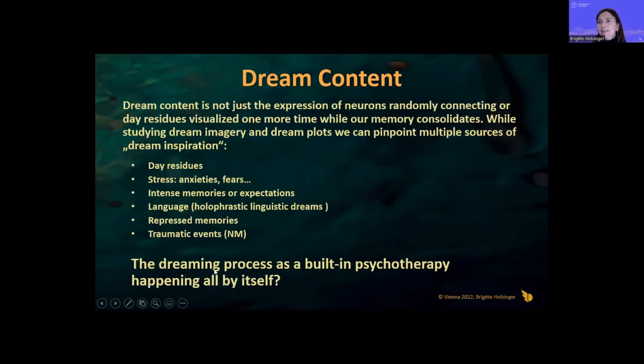So that, also taken together, leads me to another daring sentence or hypothesis, which is, could the dreaming process be a sort of built-in psychotherapy that is happening at night just by itself, so to say.